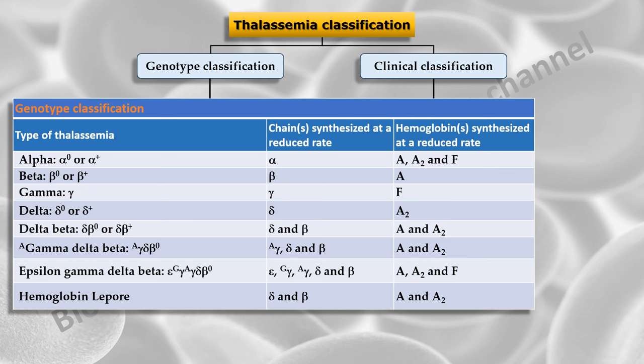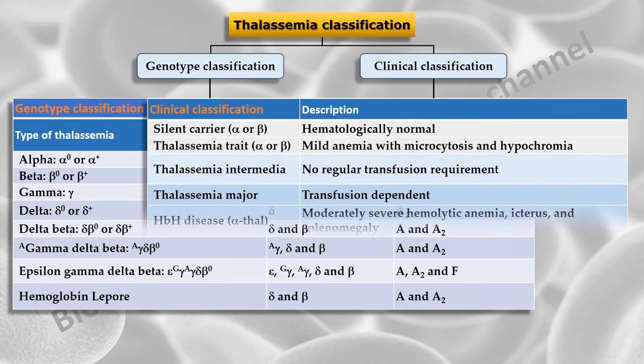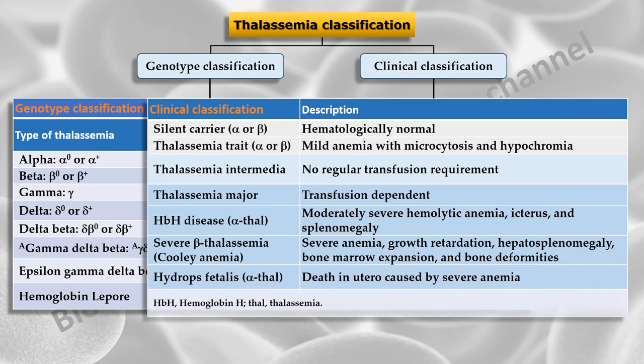According to anemia status, the clinical classification defines thalassemia syndromes as thalassemia minor, without clinical symptoms, but with hematologic abnormalities, thalassemia intermedia, with less severe symptoms, and thalassemia major, a severe and transfusion-dependent form. The terms thalassemia major, thalassemia intermedia, and thalassemia minor refer to clinical severity and are not genetic designations.